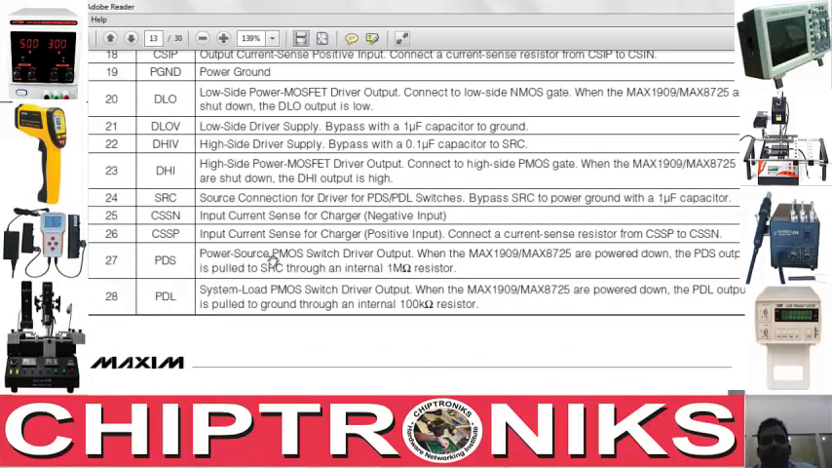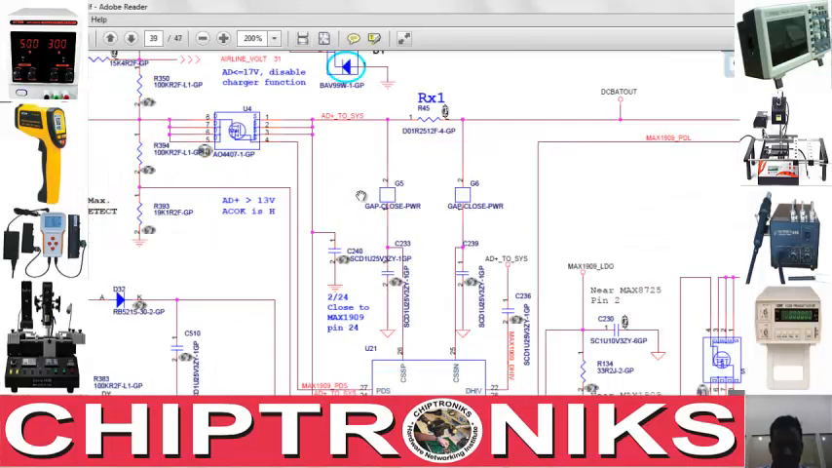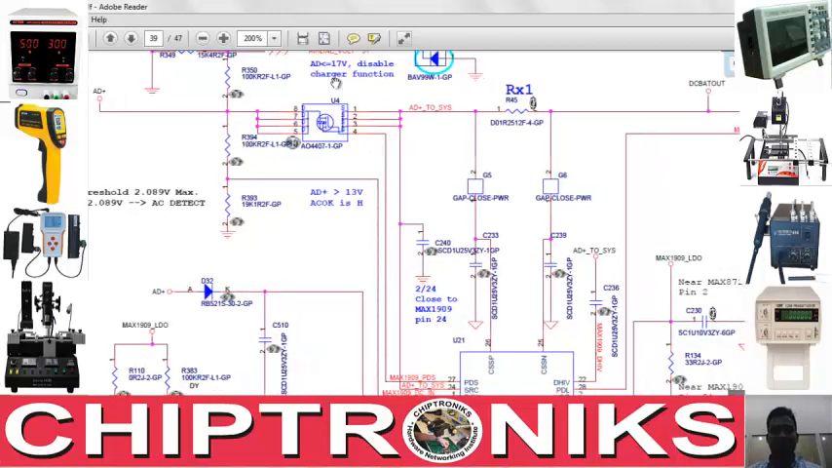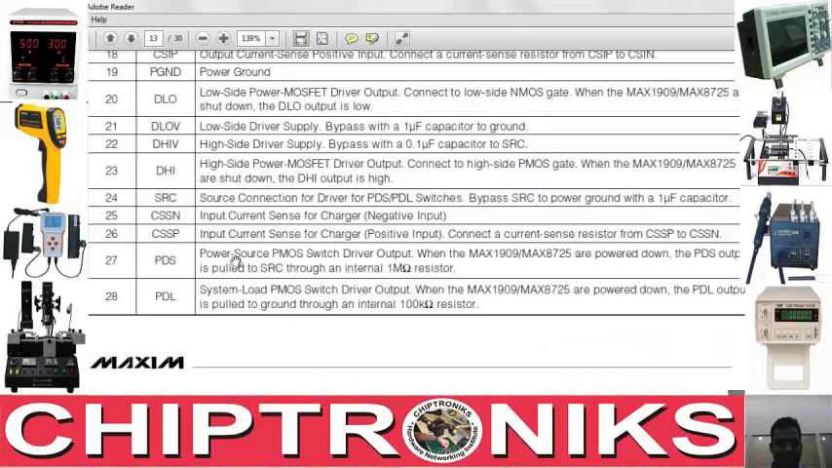PDS is the power source PMOS switch driver output. When Maxim 1909 is powered down, the PDS output is pulled to SRC. Okay, let's understand this case. Let's suppose the adapter is present over here. Okay, this is a P channel MOSFET, but here the input is connected to the drain, so it will act like a diode, and this voltage will go across this, right? So what is written over here in the data sheet? When they are powered down, right?